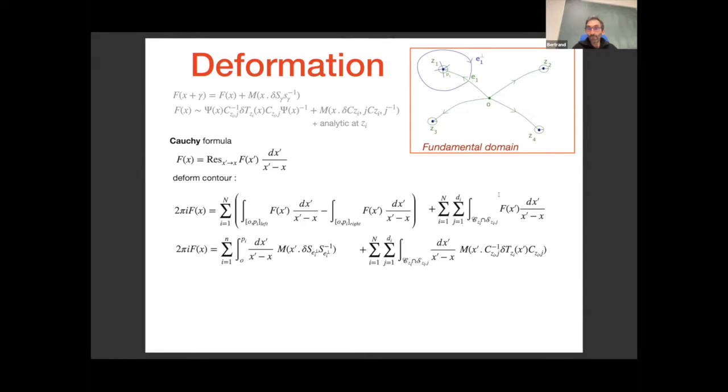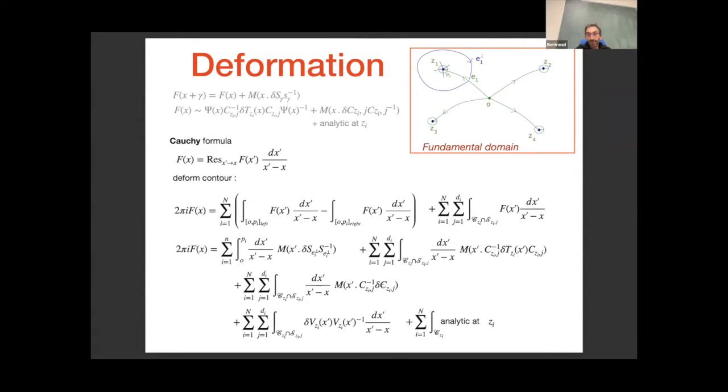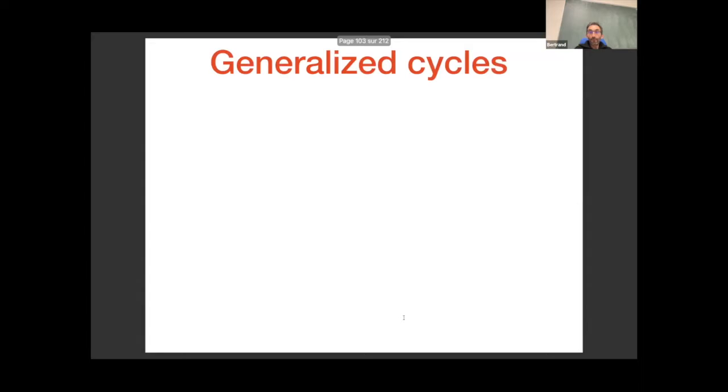And for small circles, now let me use the asymptotic behavior of F near the singularities. So we have this term with the delta T, we have this term with the delta C, and we have these terms that are basically analytic at the Z_i. And in fact, they will disappear when I shrink the circles to radius 0. So the last line will mostly disappear when the radius of the circle tends to 0, which I will do later. So this is what we have.